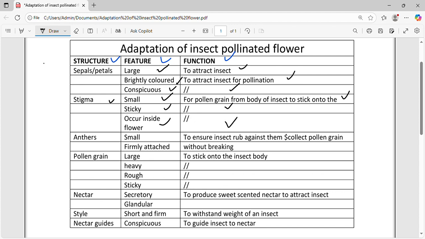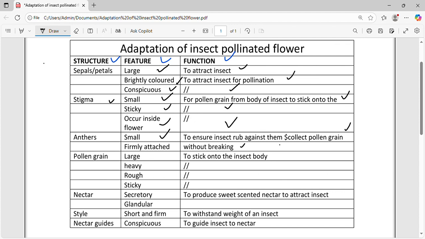Then the anthers. Anthers are small, to ensure insects rub against them and collect the pollen grain. They are also firmly attached, to ensure the insect rubs against them and collects pollen grain without breaking.